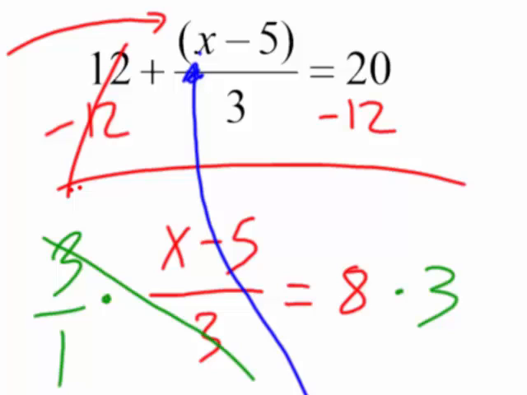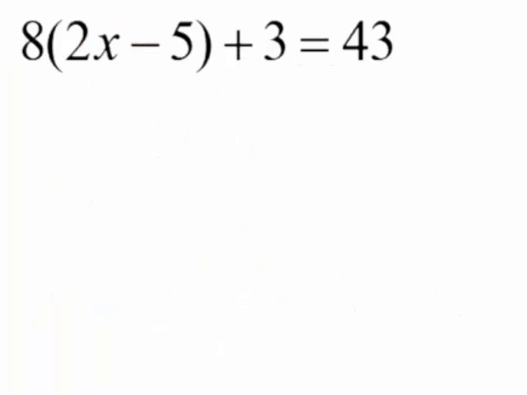I could take 29 minus 5 and get 24, then divide that by 3 and get 8, and add 8 to 12 and get 20. Right? I can always check with my calculator to make sure my equations are solved correctly.